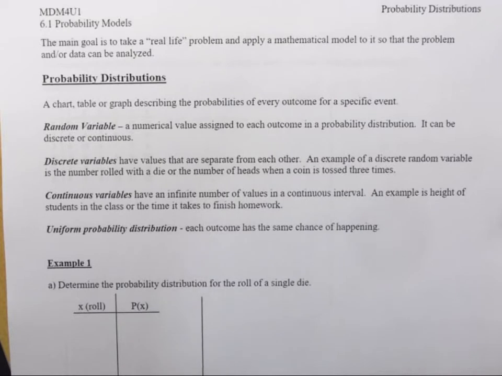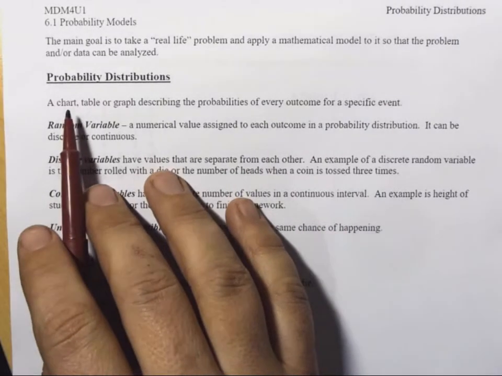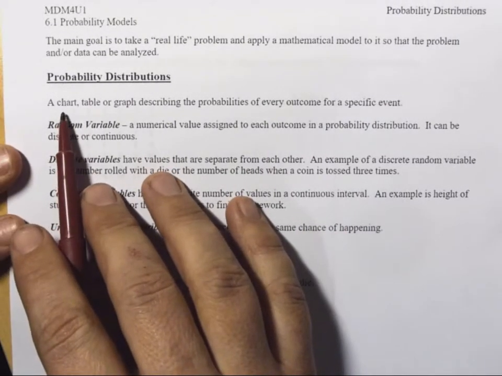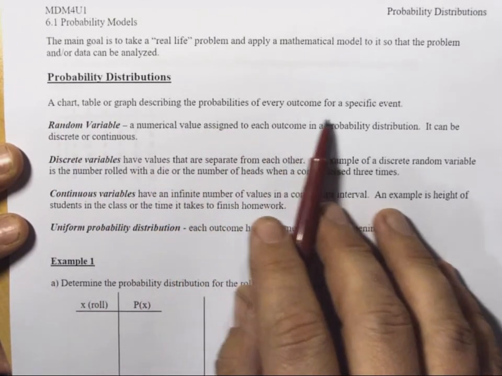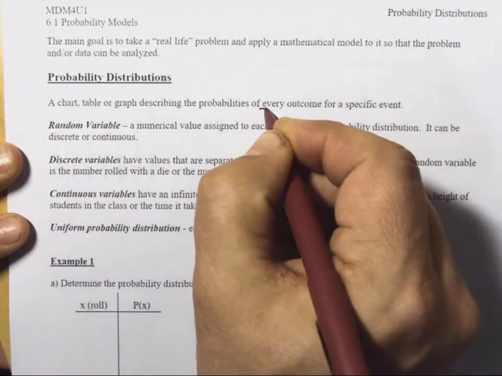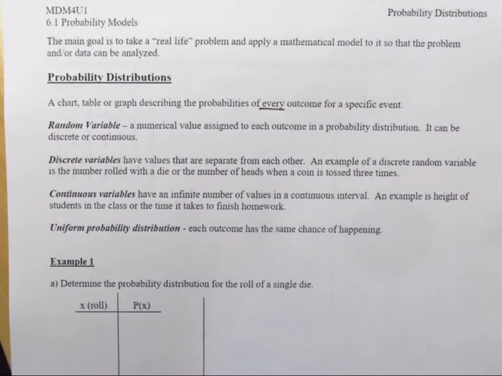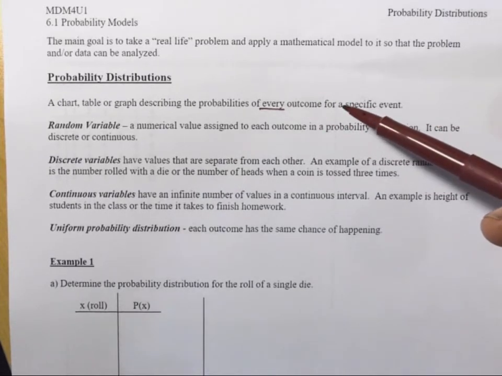So today we're going to talk about probability models and what a distribution is. A distribution is really just a chart, a table, or a graph that describes the probabilities of every outcome for a specific event. I'm going to underline the word every outcome because it really does encompass every single outcome. Last unit in probability, we talked a lot about single probabilities or a specific probability. Now we're talking about many probabilities that make up an event.